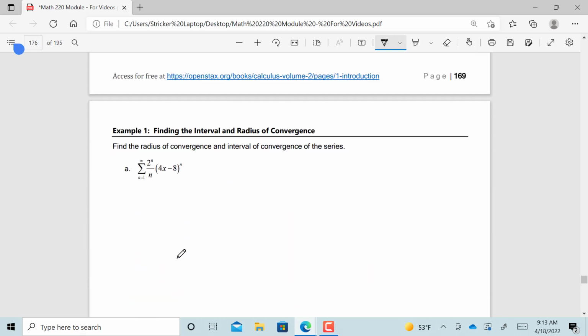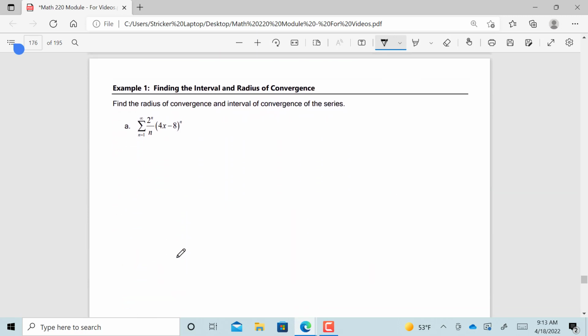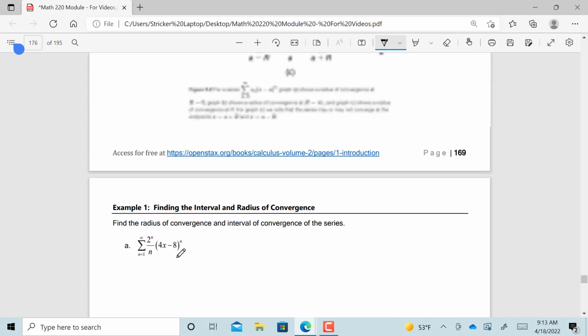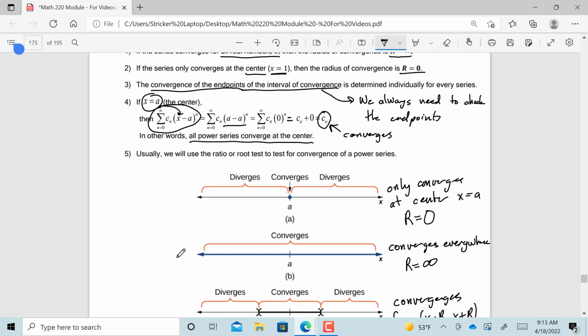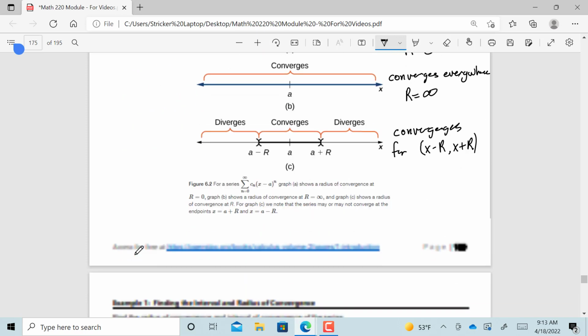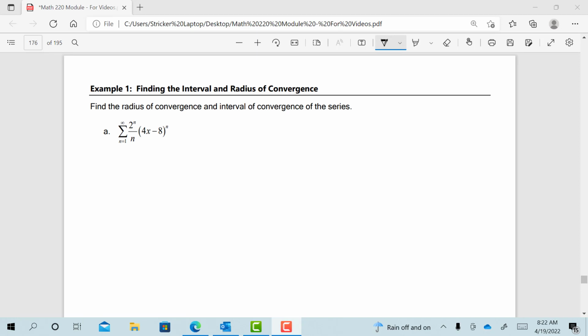So let's jump into example 1. One thing I did skip was the 0.5, I just realized. We're going to use the ratio and the root test almost every time for these types of problems to find the interval of convergence and radius of convergence of a power series. So make sure you remember that. The ratio and the root test are what we're going to use. So let's take a look at an example. Example 1 is going to cover how to find the interval and radius of convergence. The directions say find the radius of convergence and interval of convergence of the series.